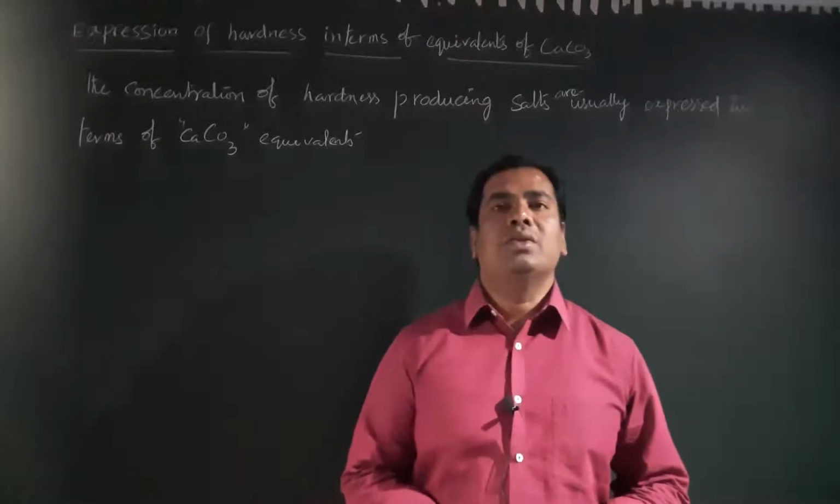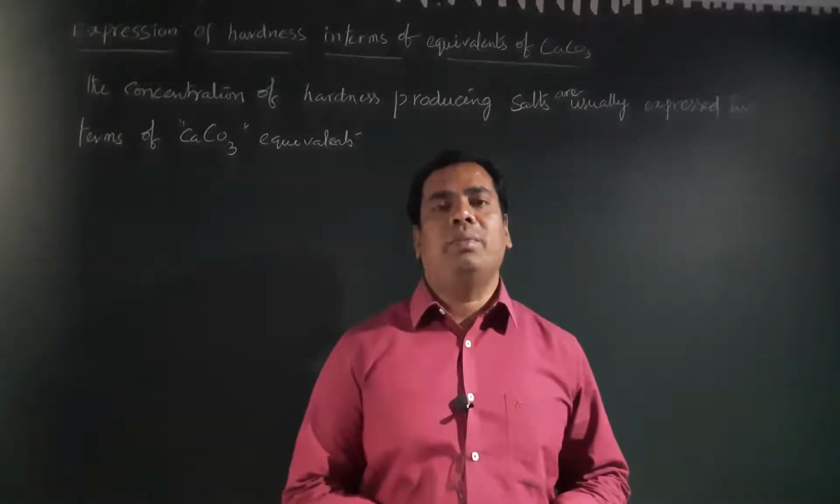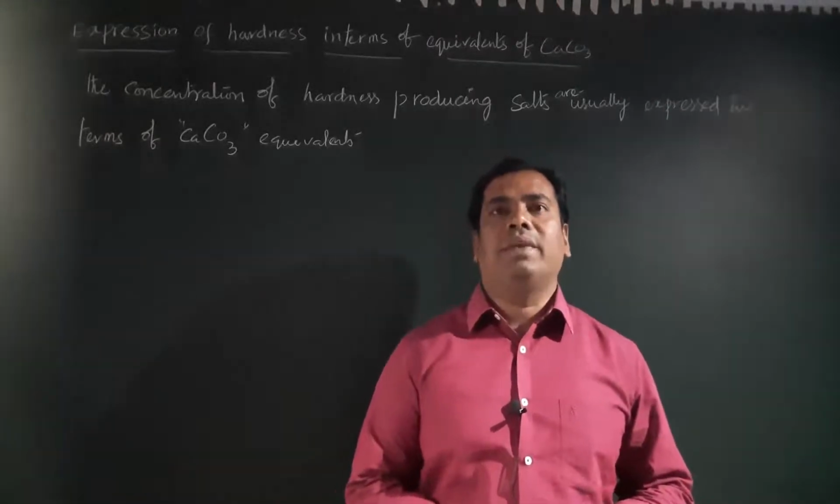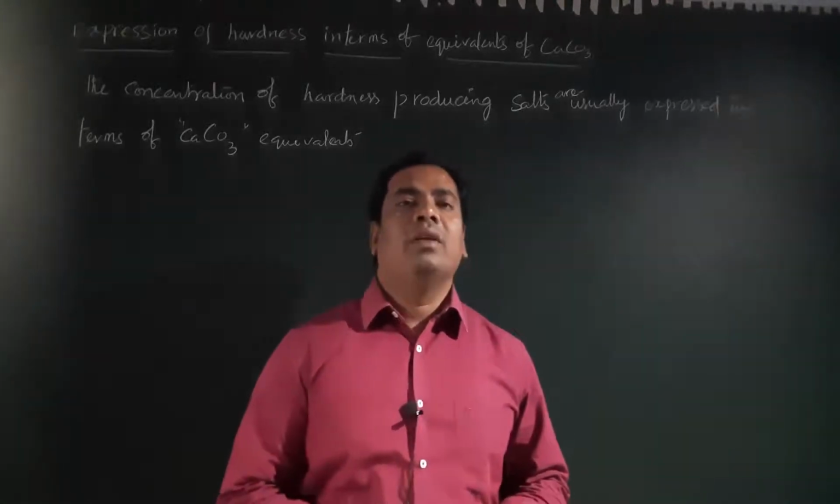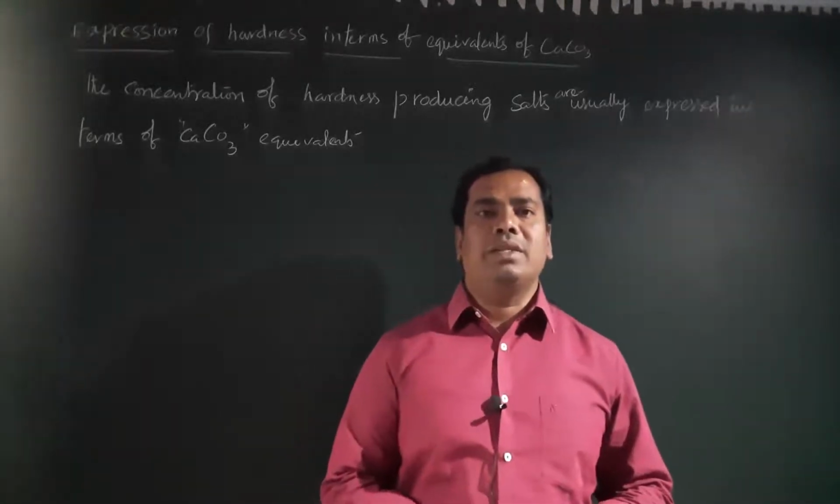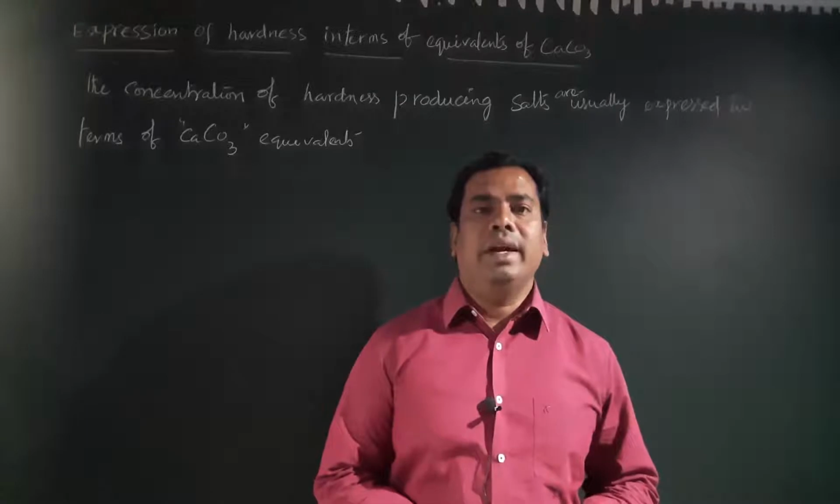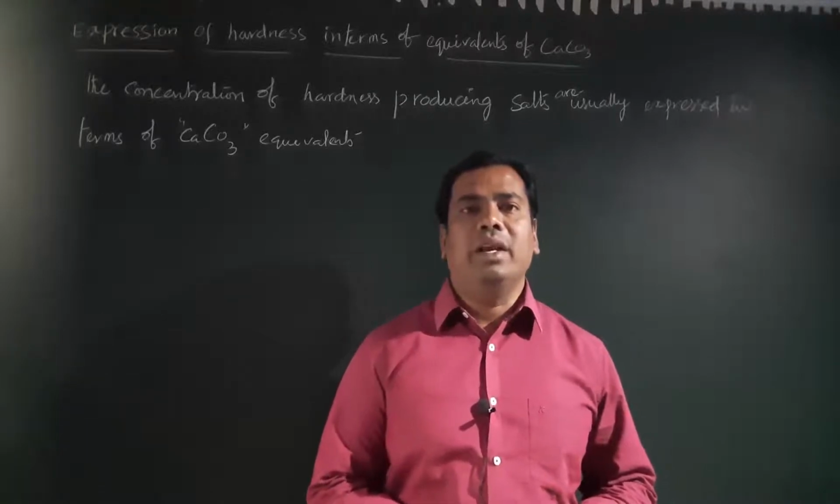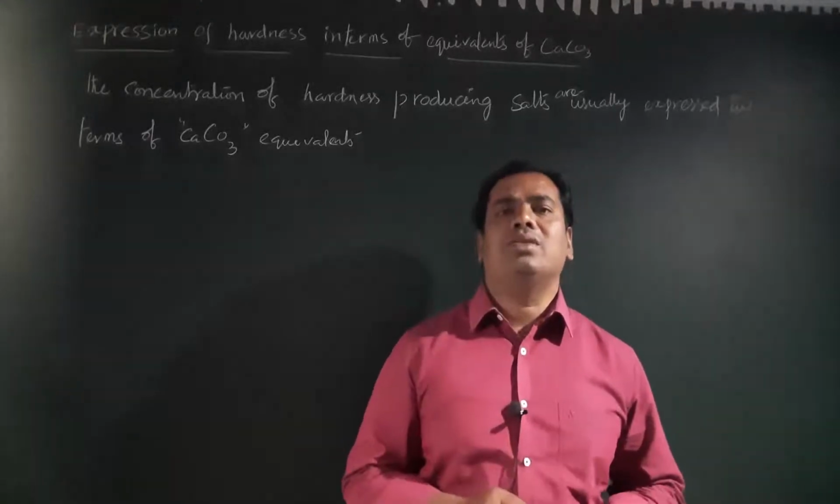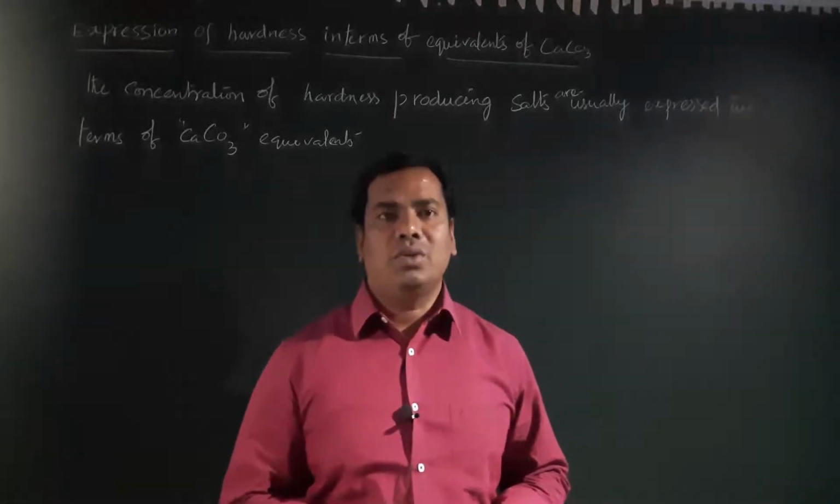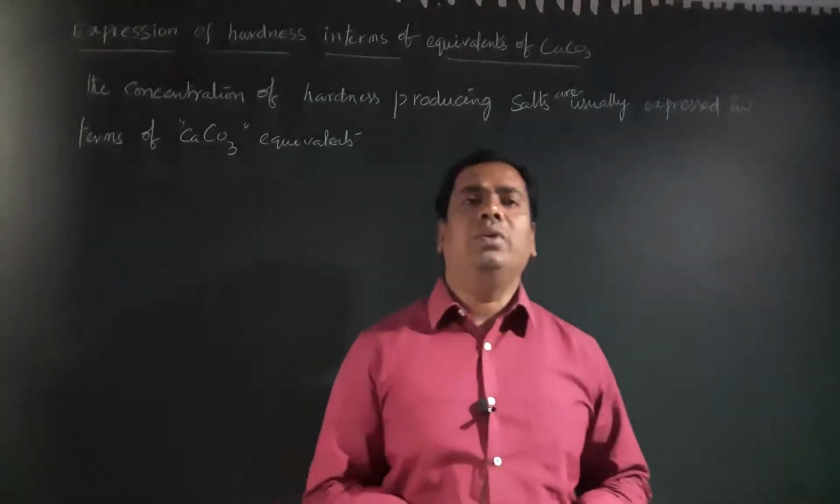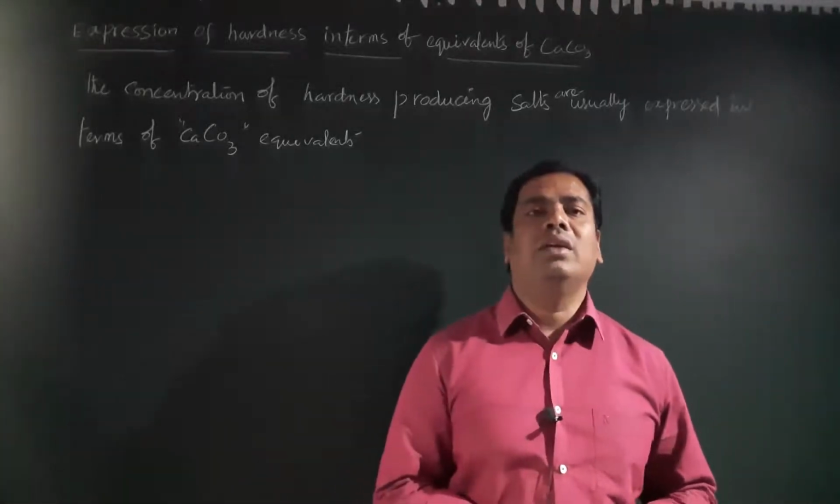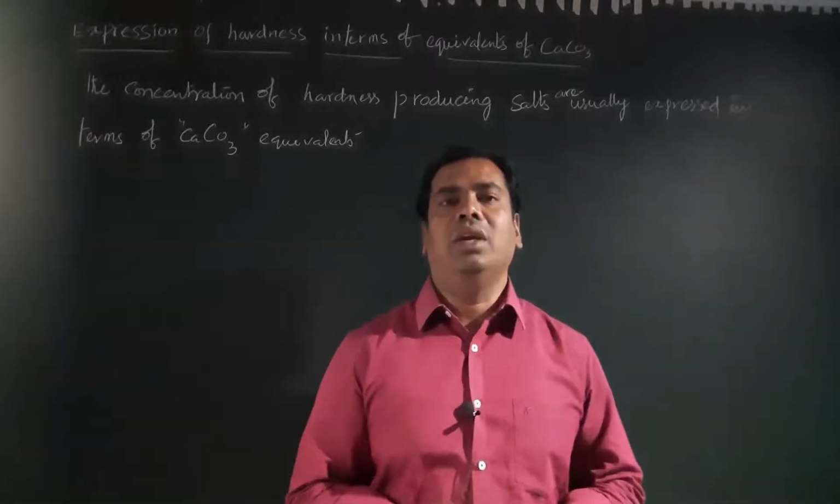Clear, students? Temporary hardness is due to the presence of bicarbonates of calcium and magnesium salts. Permanent hardness is due to the presence of chlorides and sulfates of calcium and magnesium salts. These salts cause hardness in water. So how do we express hardness of water in terms of CaCO3 equivalent?